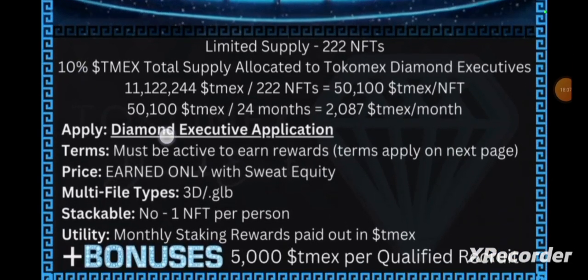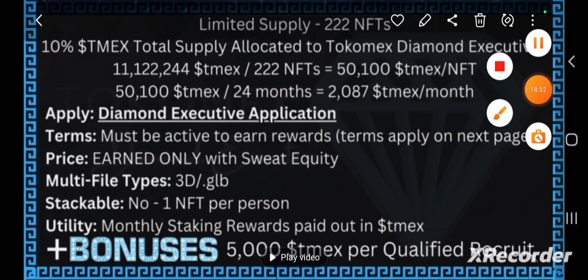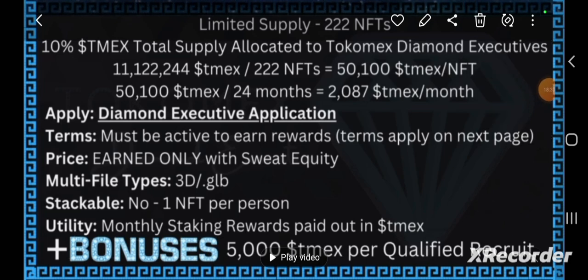So this is the Diamond Executive tokenomics here. It's pretty simple. There's only 222, it's limited. We have around 150 spots left, 150 NFTs. Earlier, you saw how we distribute the Tokomex tokens. So 10% of the total supply is allocated to the Tokomex Diamond Executives. 11 million 122,244 TMEX is divided by 222 NFTs, which is just over 50,000 TMEX per NFT.